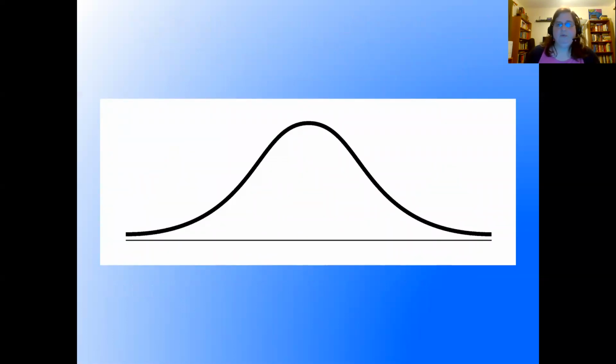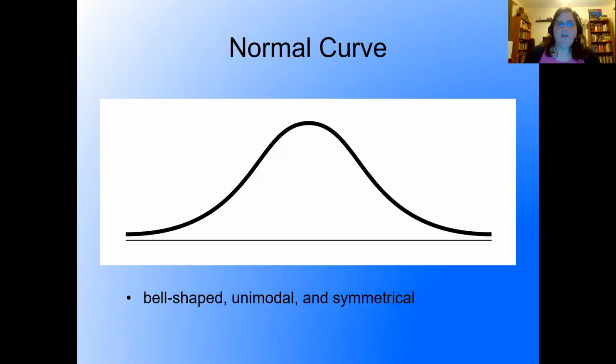There's our normal curve once again. I want to show you that one more time so that it kind of stays with you guys. Because like I said, it's going to be a very important curve going forward. Okay, remember it's bell-shaped, unimodal, and symmetrical.